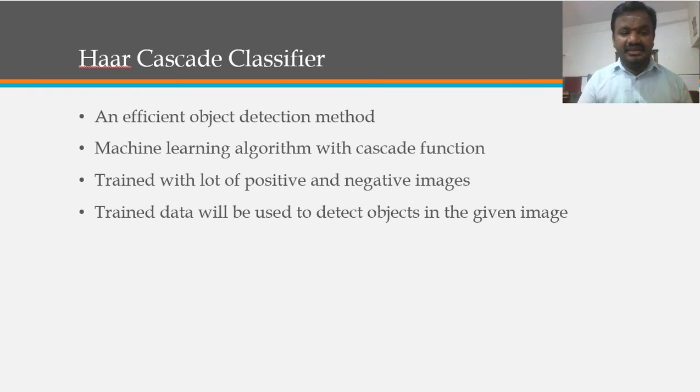Here the trained data will be used to detect objects in the given image. Once the trained data is given, we can do different comparisons to find whether a face is present in the given image or not. That can be done with the Haar cascade classifier, which we will see in a later case.